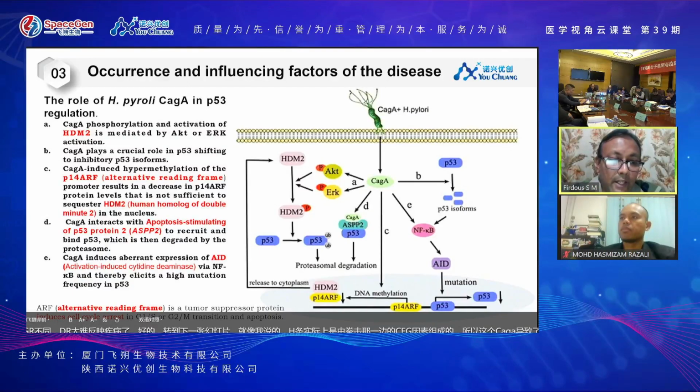So AID is the activation-induced cytidine deaminase. In other words, I can say that whatever the markers or molecules are there, all these molecules are targets for gastric cancer.